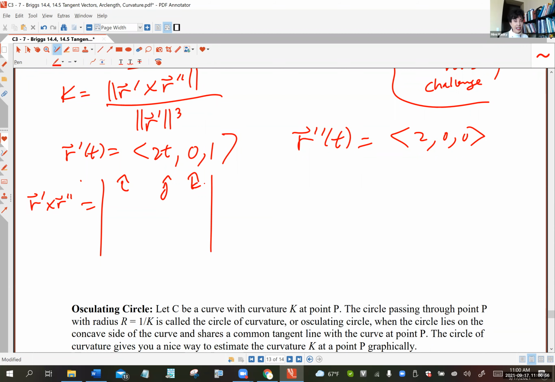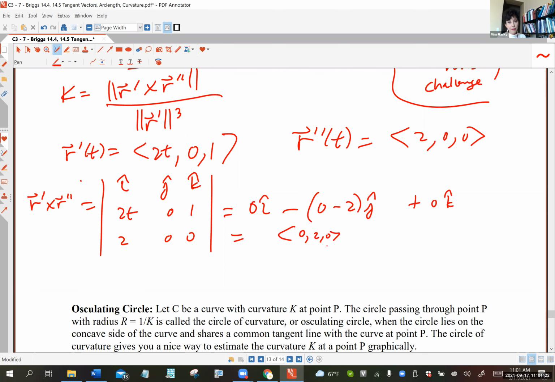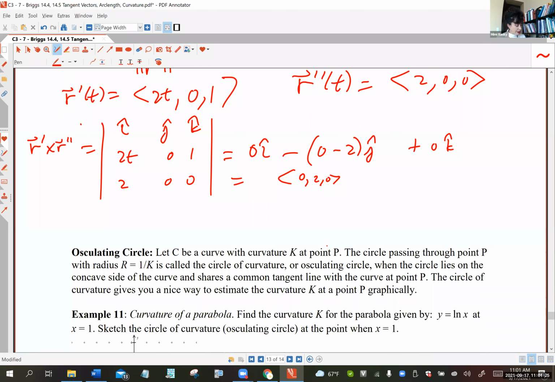So we have i hat, j hat, k hat in the top row. We have 2t, 0, 1 in row 2, and the last row is 2, 0, 0. All right, here we go. I'm just going to do this on the fly. It's going to turn out that the first component is 0. So you'll have 0 i hat minus 0 minus 2 j hat plus 0 k hat. So you're going to get this constant vector 0, 2, 0 for the cross product. Fine. What is the magnitude of that? Well, should be kind of obvious, but we'll do it in slow motion anyway. And I get square root of 4, which is 2.